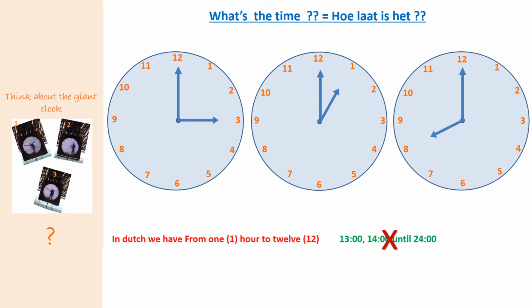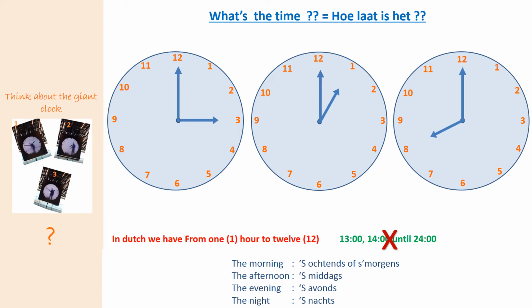We just have to specify the morning, 's ochtends or 's morgens, the afternoon, 's middags, the evening, 's avonds, and the night, 's nachts. On the first picture, het is 3 uur. On the second one, 1 uur. And on the third one, het is 8 uur.